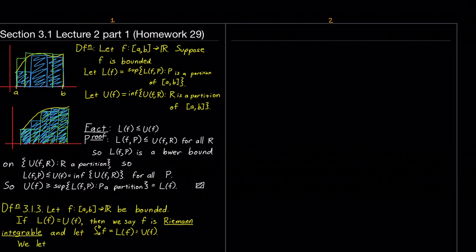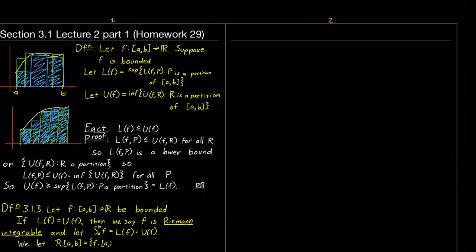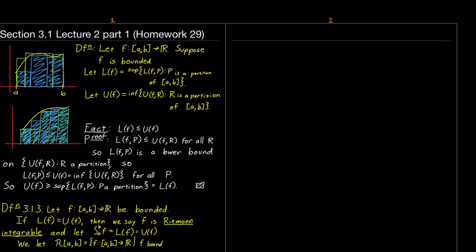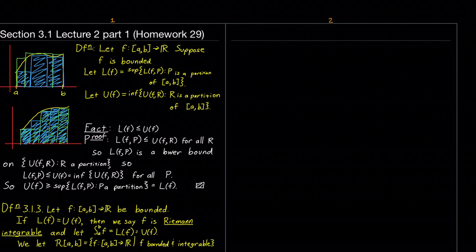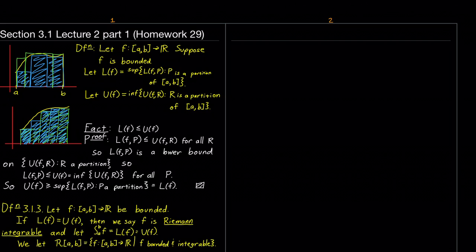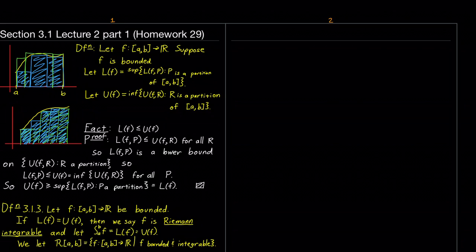And we're going to let this notation, R of [A, B], be the set of all functions f defined on this closed and bounded interval such that f is bounded and integrable. Sometimes it's nice to be able to talk about the collection of integrable functions. Shorthand for f is in R of [A, B] is a way of saying that f is integrable.